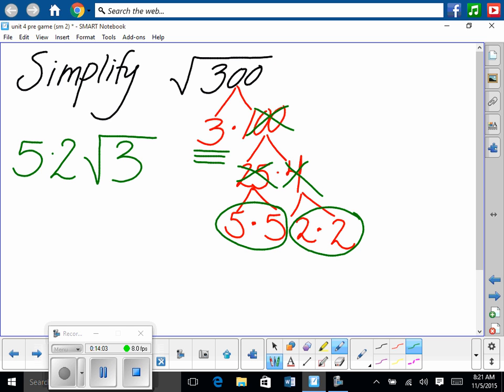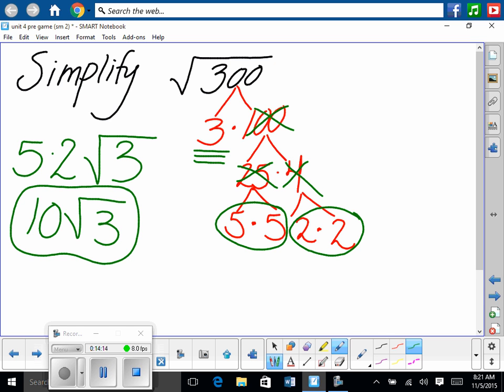So then we multiply what's on the outside. It was multiplied in the beginning, so it's going to multiply on the outside. So we're going to have 10 square roots of 3. Once again, this is how you can check your answers. Take the square root of 300, hit enter, then take 10 square roots of 3, hit enter. Oh, I got the same exact answer. This is just more simplified.